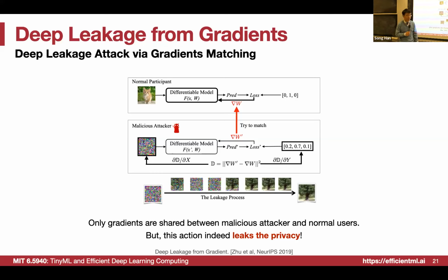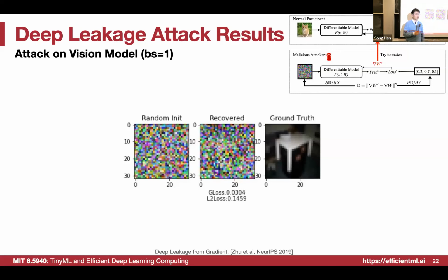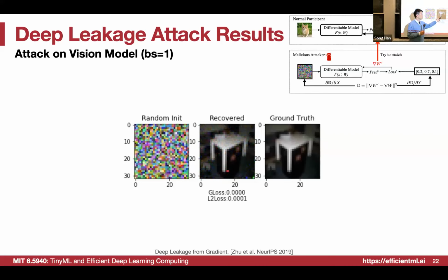Here only the gradients are shared between the malicious attacker and the normal users, which both have access to the original weight. But this will leak the privacy. We can steal the data. For example, here, we are trying to recover the input image in just a couple of iterations. By trying to match the gradient, we can steal the training data. This is just one image, attacking a vision model with a batch size of 1.